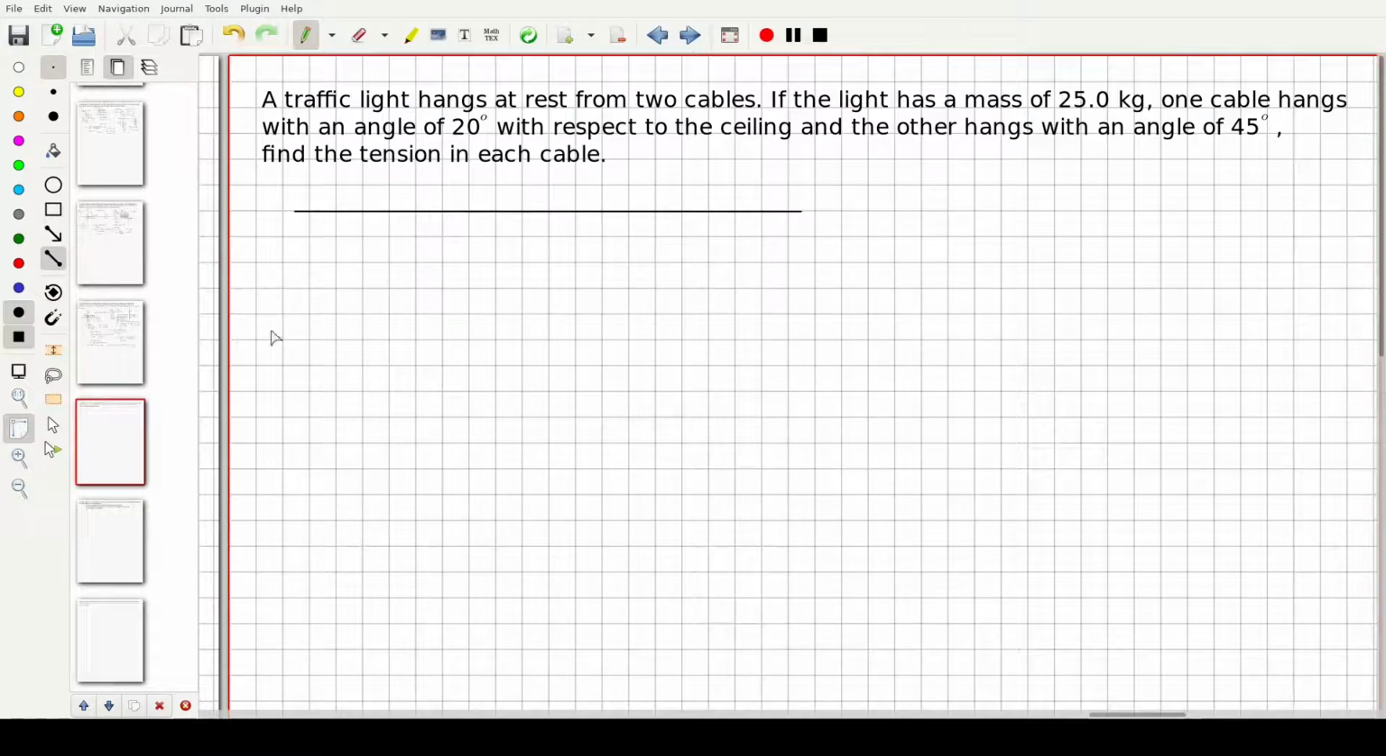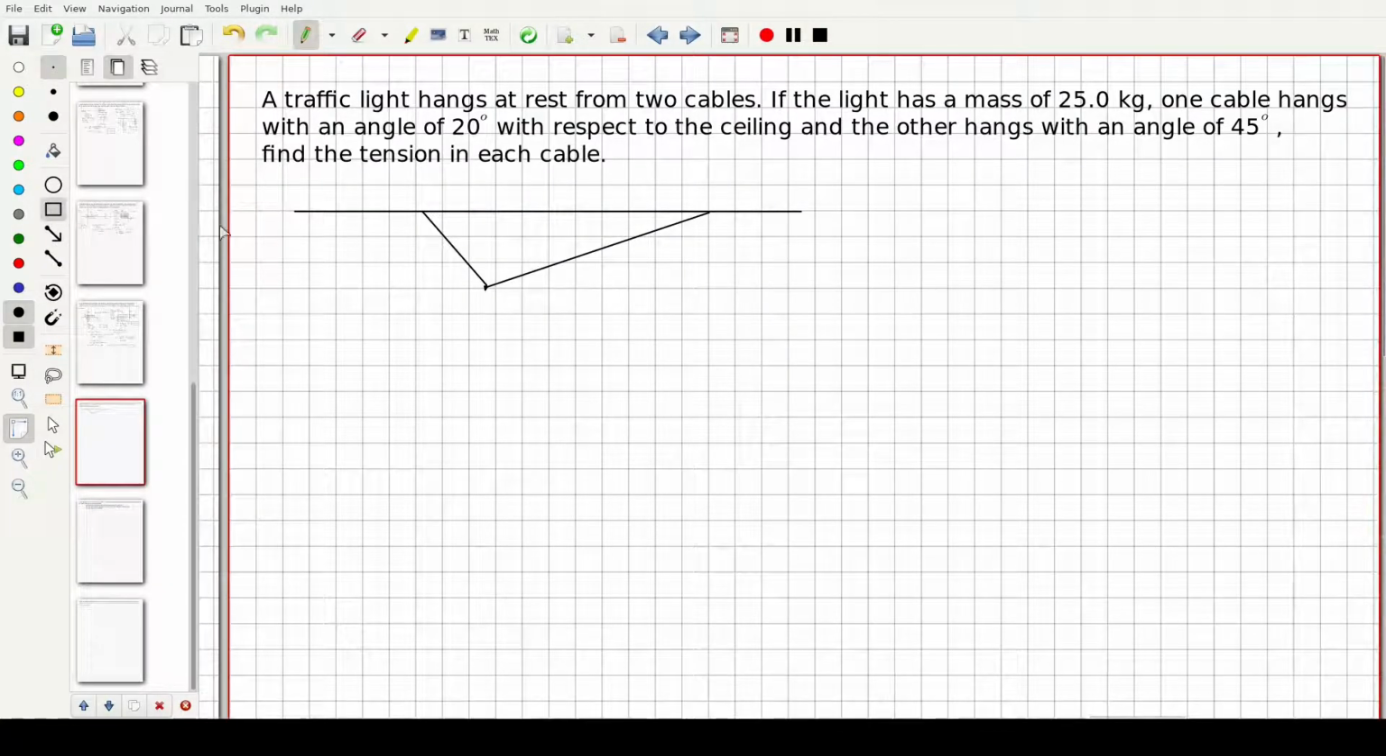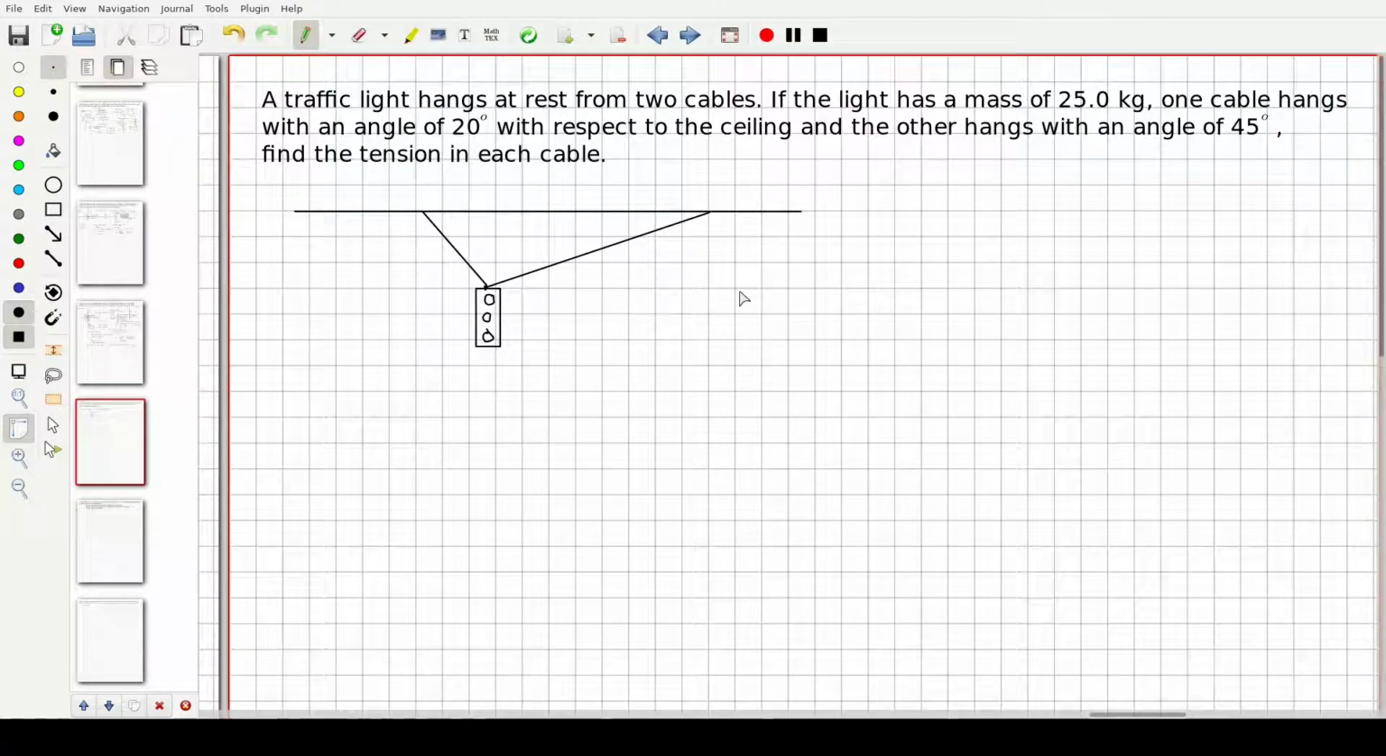So, here's the ceiling. Could be a light pole. Here's, whoops, wow, that's actually a surprisingly good thing. Here is one cable. Here is the other cable. And maybe here's a little connector right there. And there's our traffic light. Maybe it looks something like that.